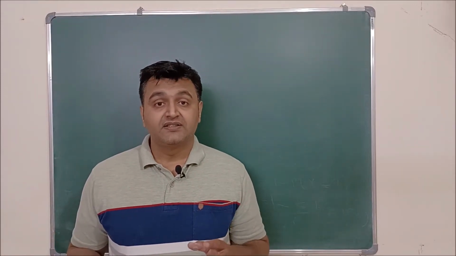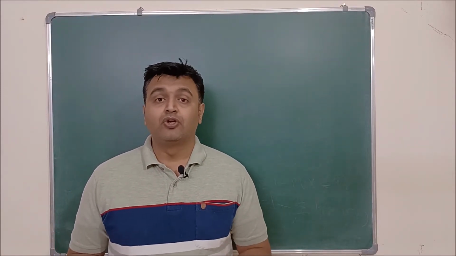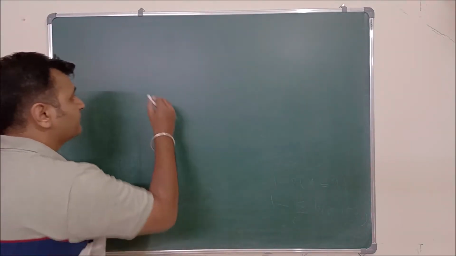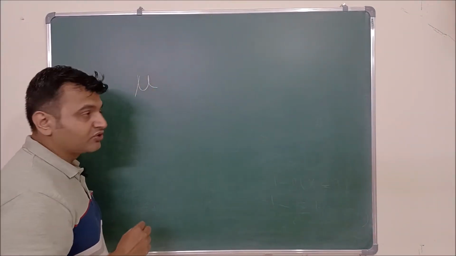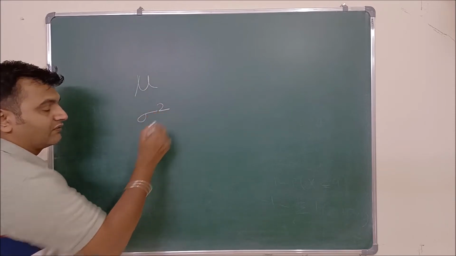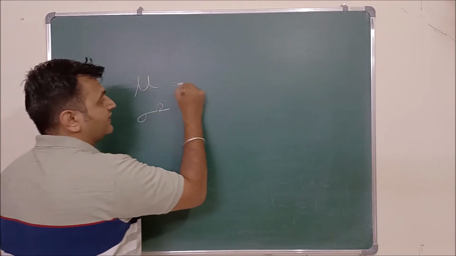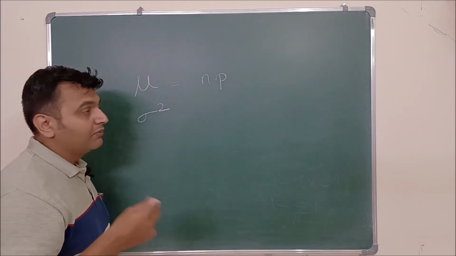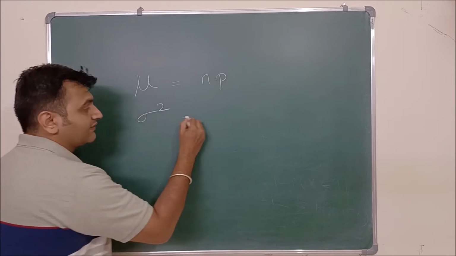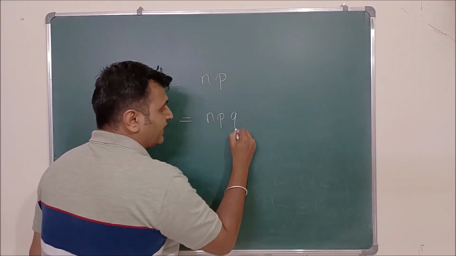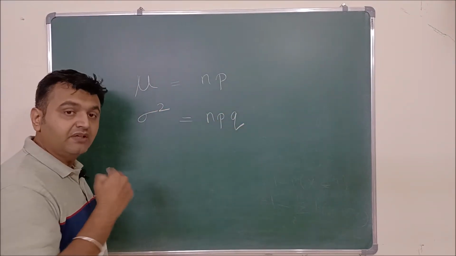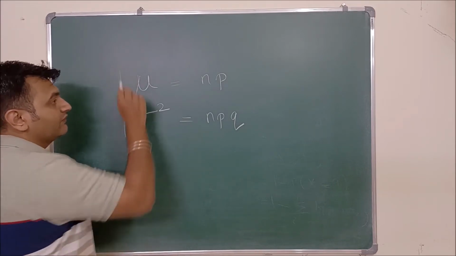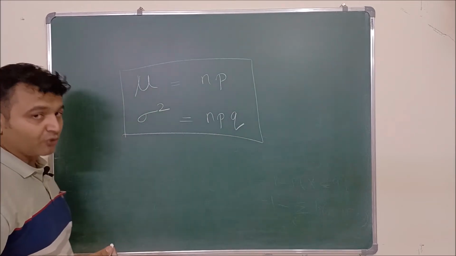Hey everyone, in the last lecture we talked about the binomial random variable and the binomial distribution. In that lecture I forgot to tell you two points: what is the mean of the binomial distribution and what is the variance? It is nothing but np, where n is the number of trials and p is the probability of success, and the variance is given by npq, where q is 1 minus p, the probability of failure. These are the two important formulas that one should know to solve the problems.